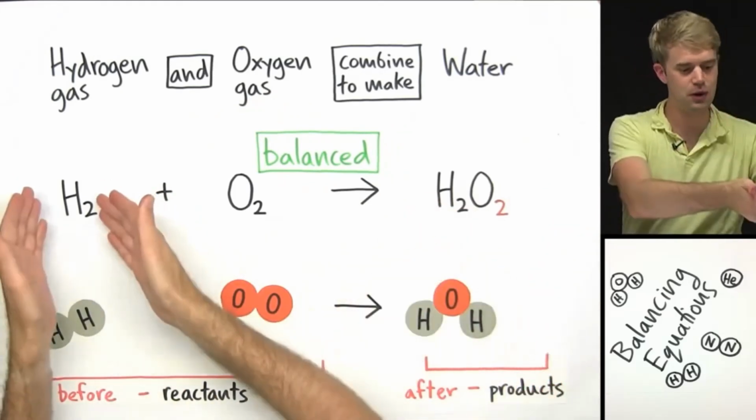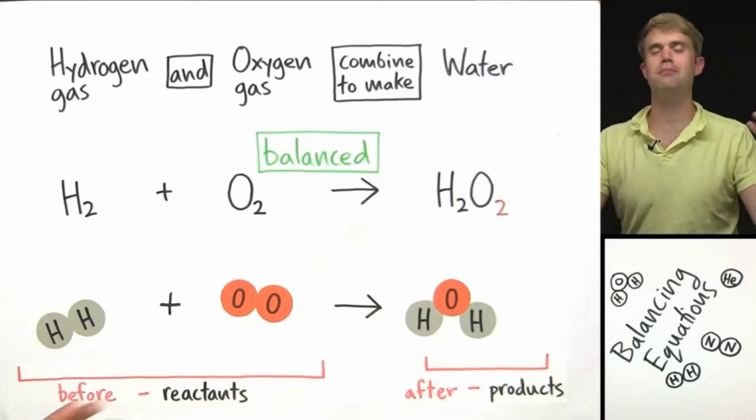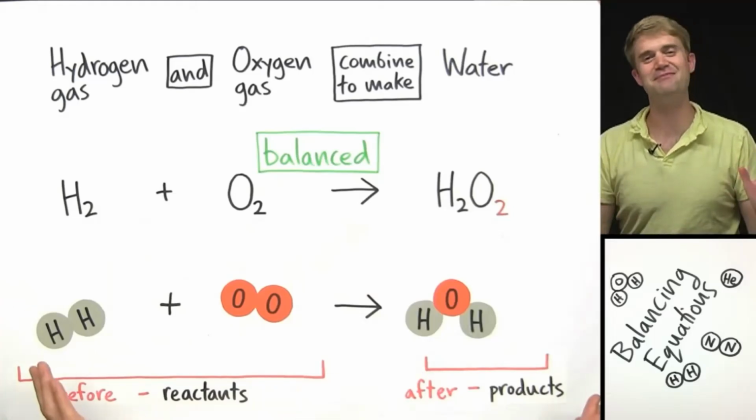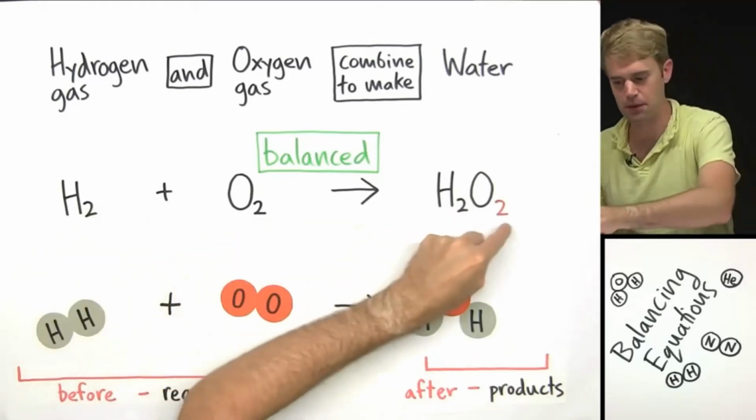Now you have H2 on this side, H2 on this side, O2 on this side, and O2 on this side. It balances perfectly. Yeah, but unfortunately you can't do that. These numbers here, we call them subscripts.